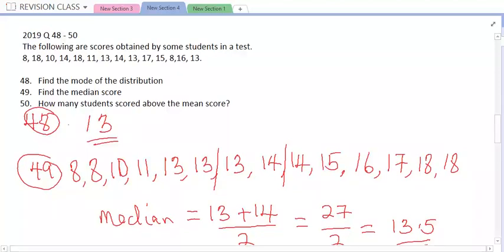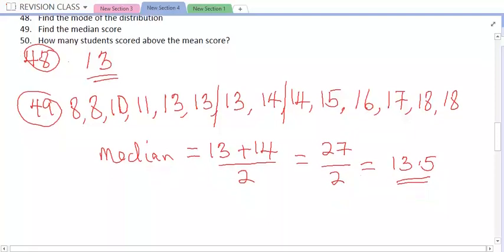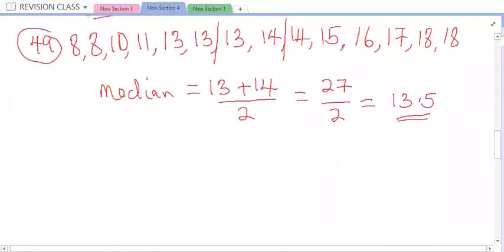Question 50 now says, how many students score above the mean score? Watch, they did not ask us to calculate the mean. But we need to calculate the mean to know the number of students that score above the mean score. So for us to calculate the mean, we will come down, that's question 50.